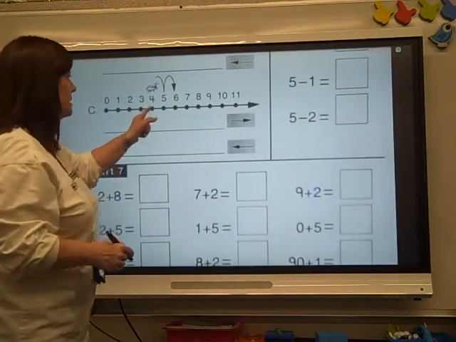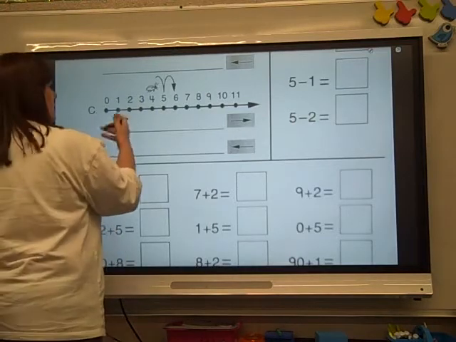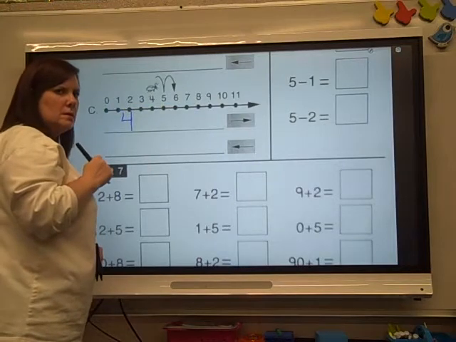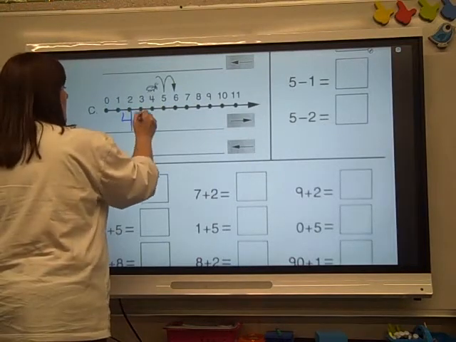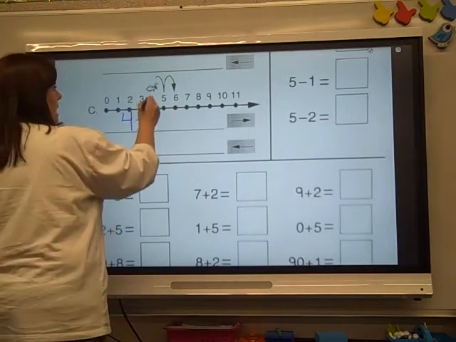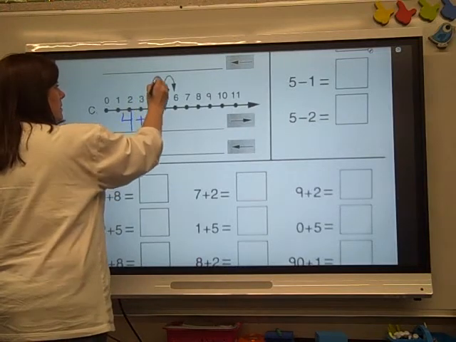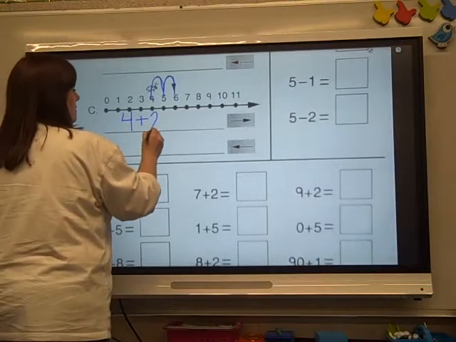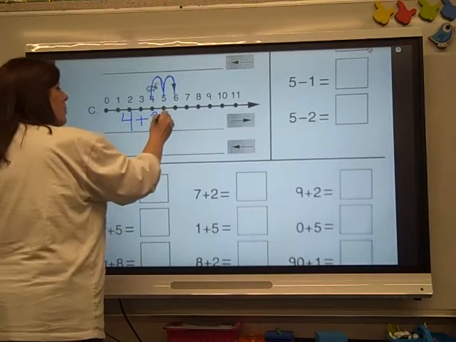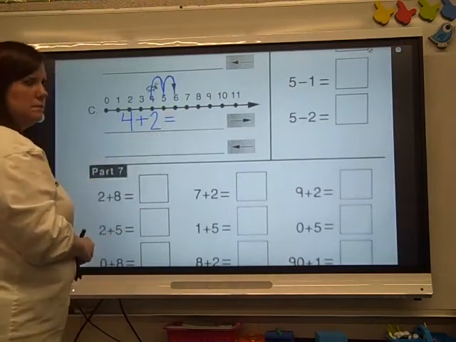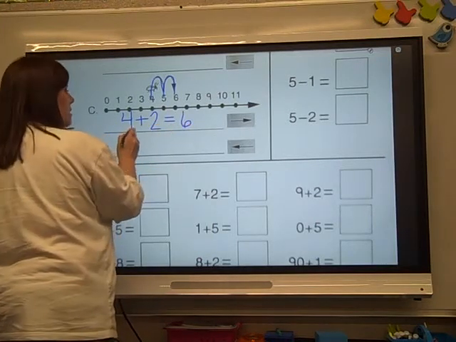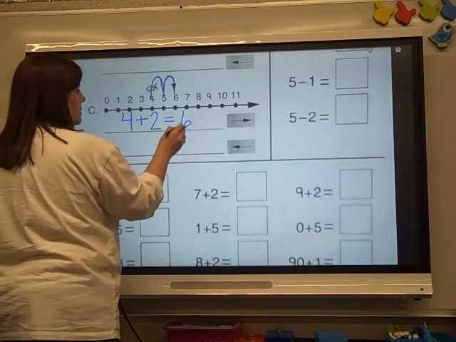All right, one more of these. All right, where's our bug sitting? He's sitting on the 4, isn't he? He's hopping that way. So he's getting more, plus. How many times did he hop? Look, 1 hop, 2 hops. 2 times. Now where did our bug land? He landed on the 6. So 4 plus 2 equals 6.